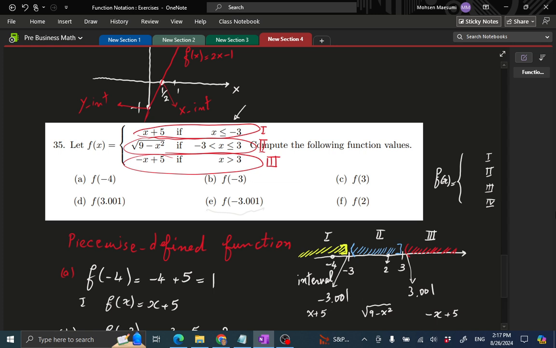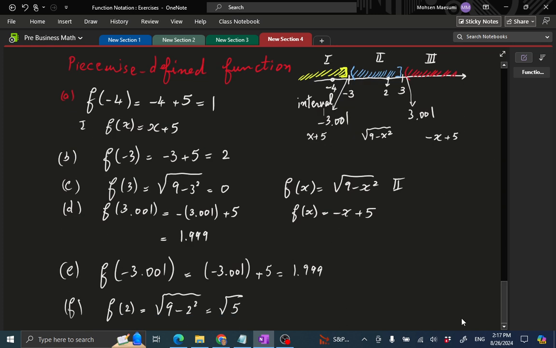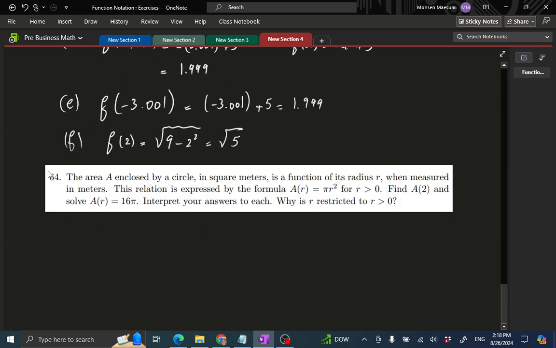Okay, so we learned one more thing, piecewise defined function. Let's see what else is there. Okay, the next category, we have some simple word problems, again driving home the notion of a function. It says the area A enclosed by a circle in square meters is a function of its radius r when measured in meters.